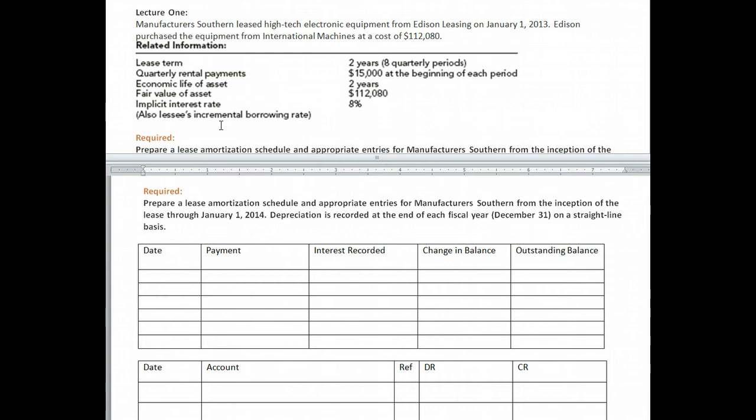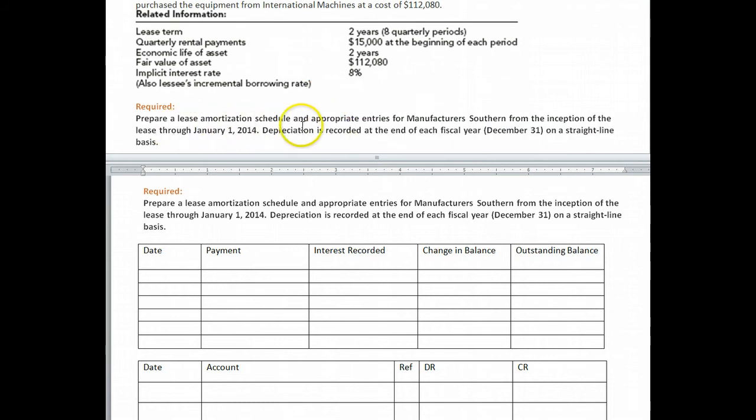Now, in this problem, it's not an issue because they're both 8%. So it doesn't matter if the lessee knows it or not. We know it, so therefore we would always use 8% since they are equal. But keep in mind, from the lessee standpoint, if both rates are known, they use the lower of the two.